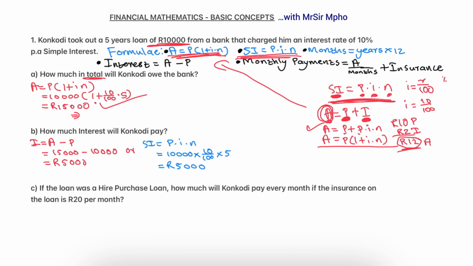They say, how much will Konkodi pay every month if the insurance on the loan is 20 rand per month? Remember, they want a payment every month, meaning the payments that you're going to pay every month, right? And if the insurance is also paid per month, it means you can just add every month's insurance payment onto every month's payment of the loan. Then you just add. So let's see.